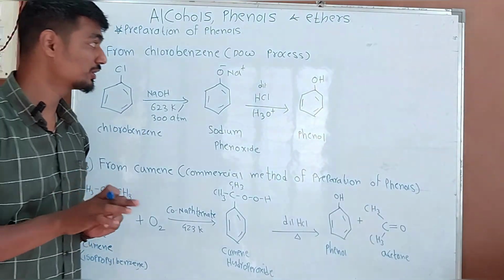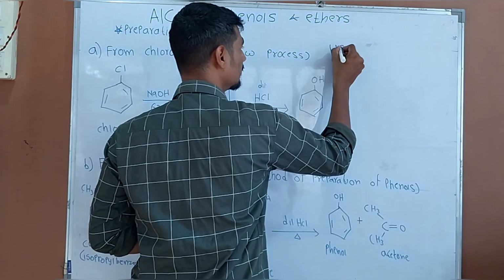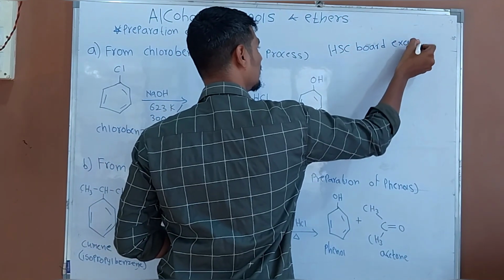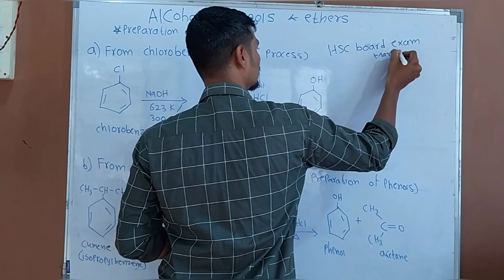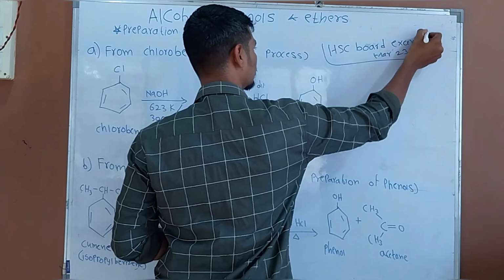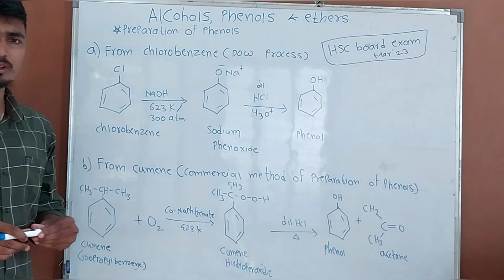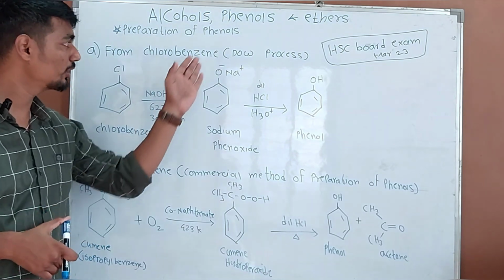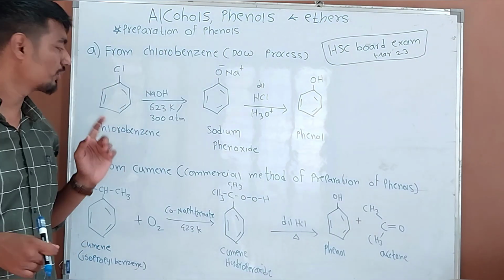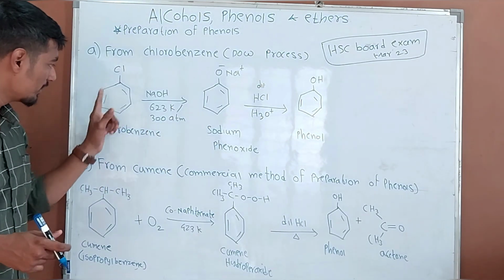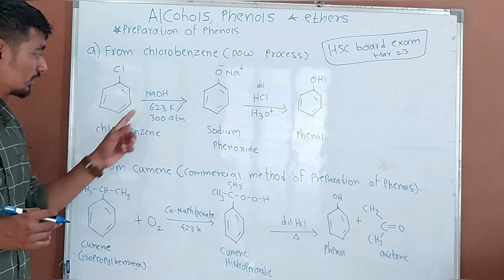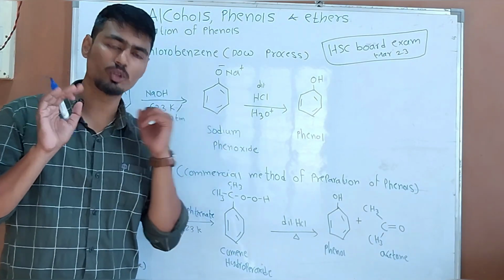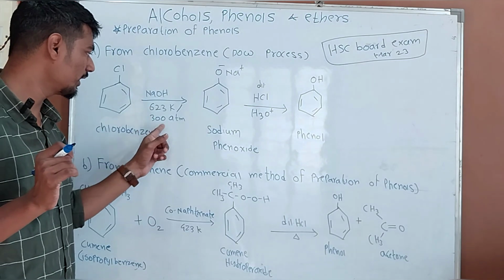Remember my friend, this question appeared in the HSC board exam, March 2023. Question can be asked: how will you prepare phenol from chlorobenzene, or explain the Dow process of preparation of phenol. First of all, we have to draw the structure of chlorobenzene, that is a benzene ring with chlorine attached. Then we add NaOH, which is a base, to chlorobenzene at 623 Kelvin and 300 atmospheric pressure.